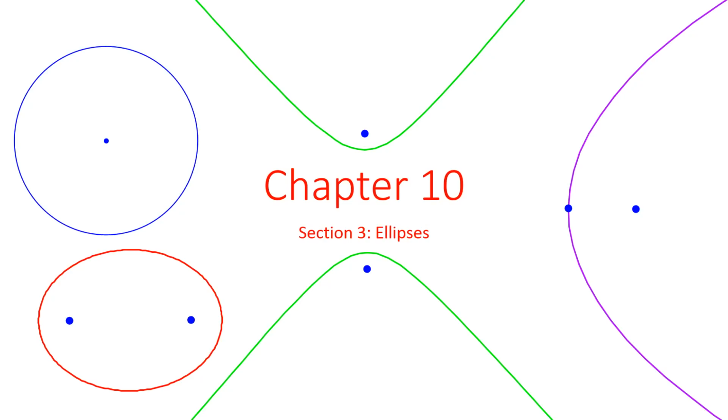Welcome back. This section we're going to be looking at ellipses. Last section we looked at circles, which were really basic. All they really have is a radius and a center. There are a lot more moving parts in ellipses.